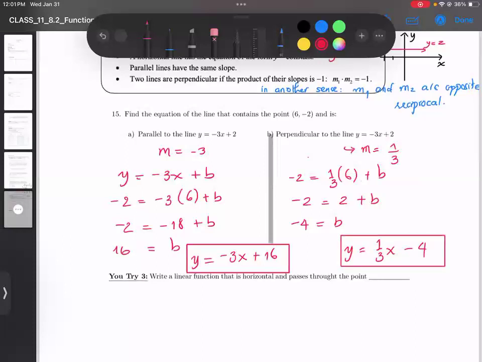One caution: when you do a perpendicular or parallel line, you need to solve the given equation into y equal mx plus b first. In this case they both are, so we kind of got lucky.